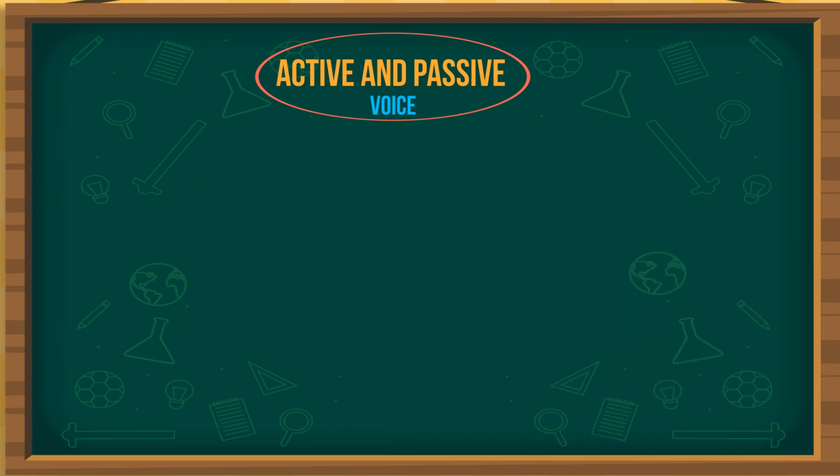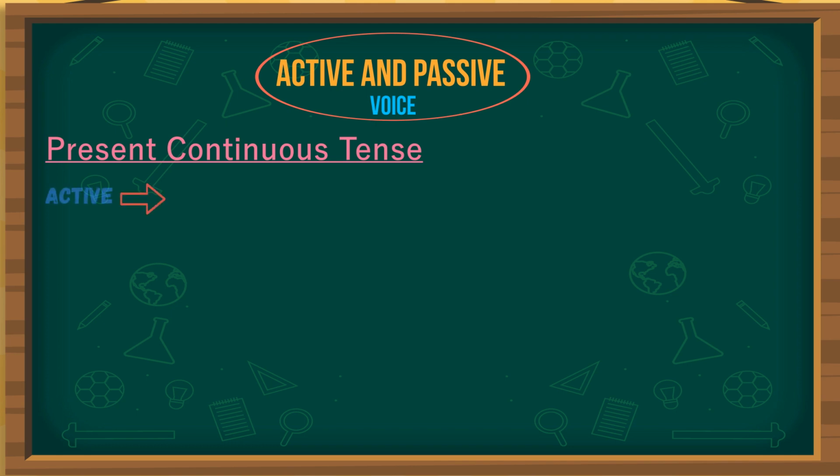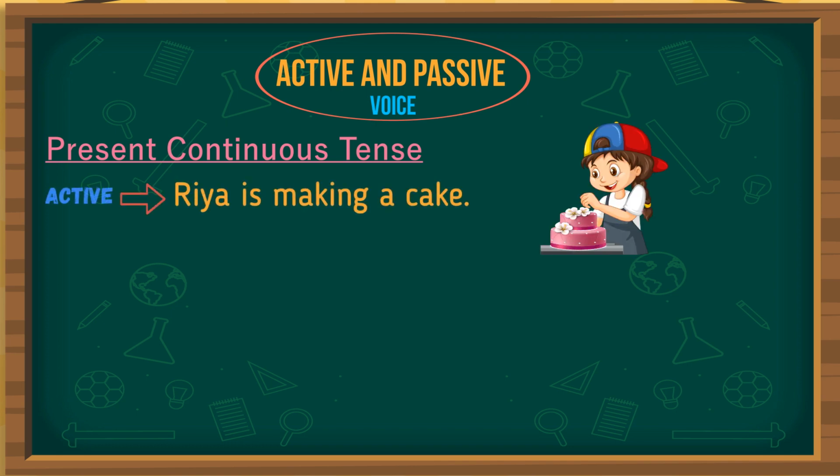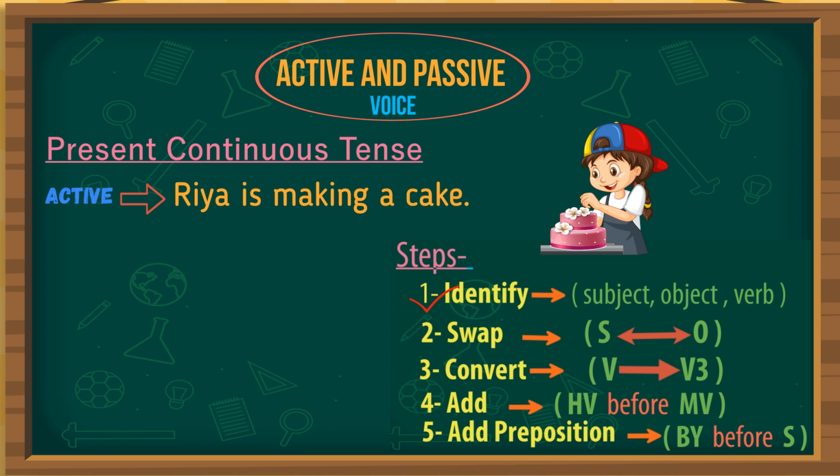Now let's see an example of present continuous tense. In active voice, Ria is making a cake. Steps: identify the subject, object and verb. Who is performing the action? Ria is the subject. What is the action being performed? It's making, so it's a verb. And what is the action directed towards? It's the cake, so that's the object.